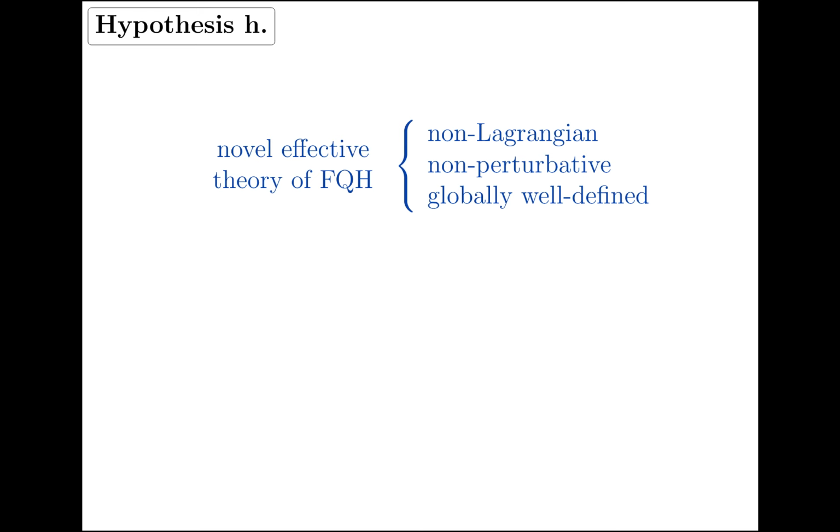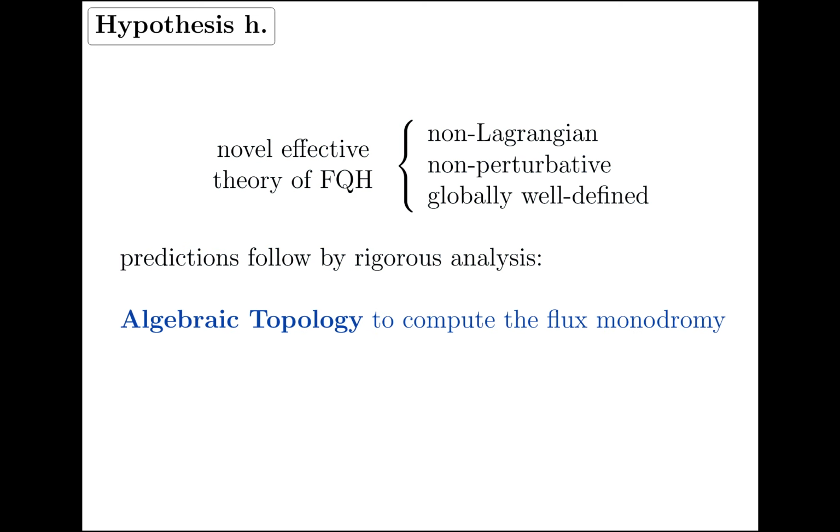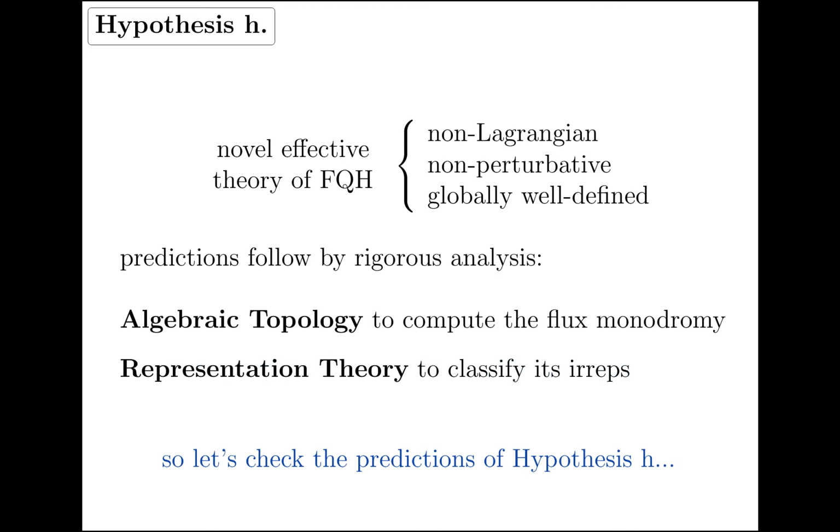That works by not using a Lagrangian, which always just uses local data, and by not using the usual quantization methods. Okay, so predictions are followed by rigorous analysis. So first we use algebraic topology to compute these flux monodromy groups, pi 1 semidirect product mapping class group, and then we use representation theory to classify the irreps of the groups that we obtain this way. So let's just check now the predictions of hypothesis h, little hypothesis h.